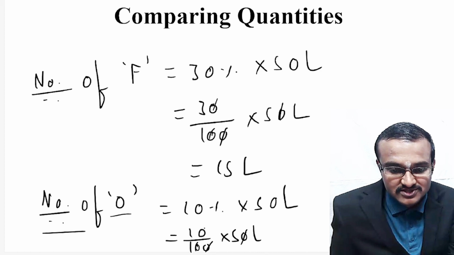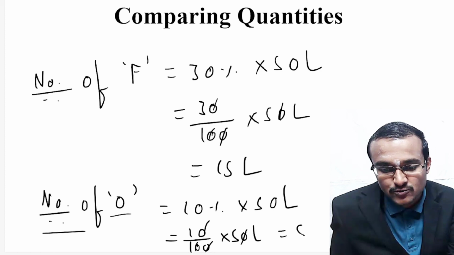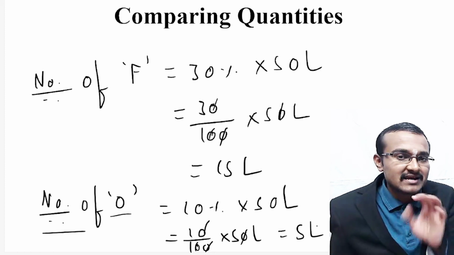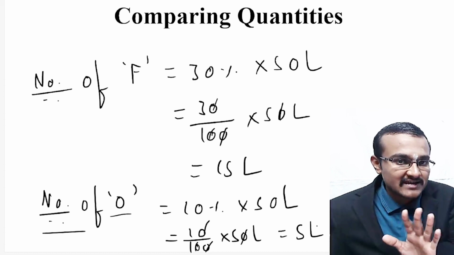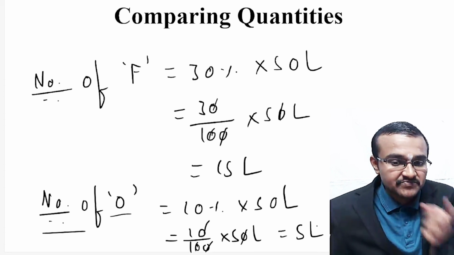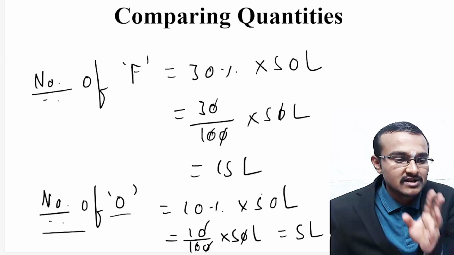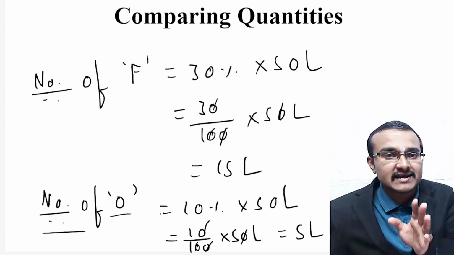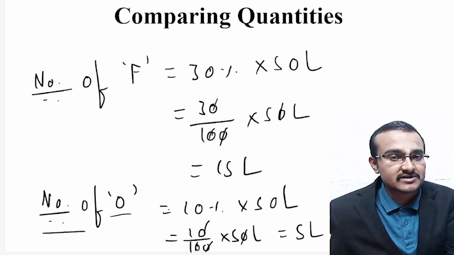So here the zeros get cancelled. 5 into 1 is 5. So 5 lakh people are not liking cricket, not liking football, but they are liking any other game. And 15 lakh people are liking football, and 30 lakh people are actually loving cricket in that particular city.